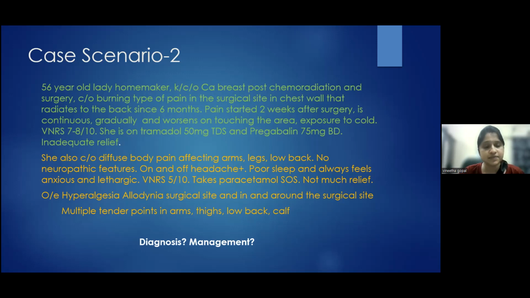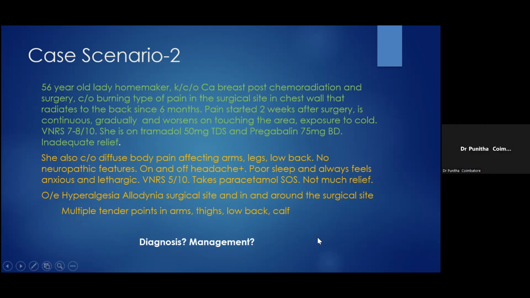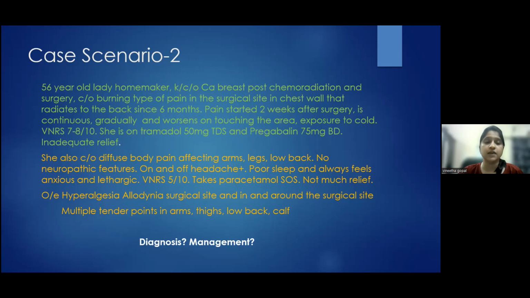Second part? Fibromyalgia mostly. Again, why fibromyalgia in this patient? Ma'am, there are so many stressors here, triggering factors that can predispose the patient to fibromyalgia. Yes, she's a known case of stress. Again, post-chemo and so on. Multiple tender points. Yes, you're right that it is fibromyalgia, but why fibromyalgia in this patient?